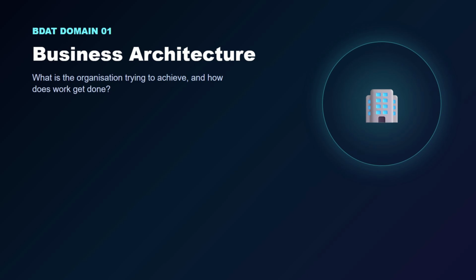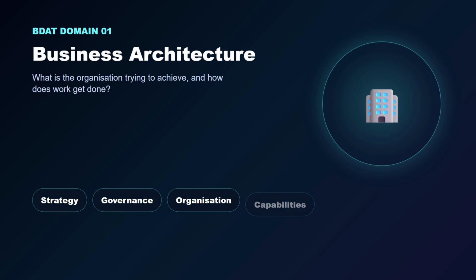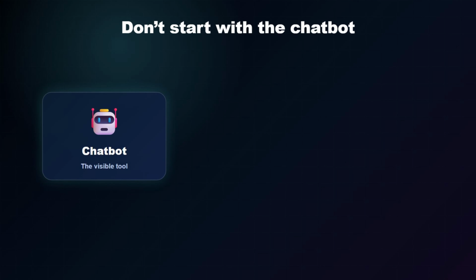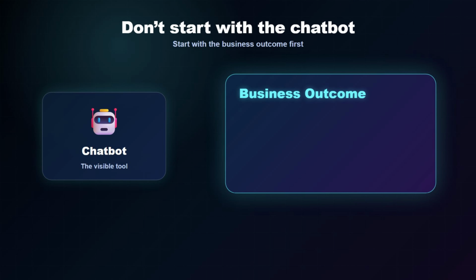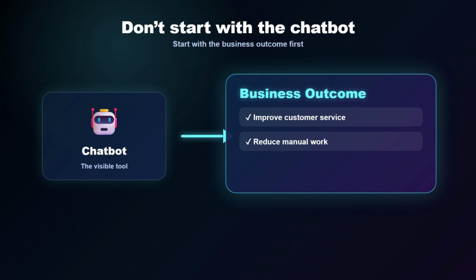Business architecture describes the business side of the enterprise. It looks at strategy, governance, organization structure, business capabilities, and key business processes. This domain answers, what is the organization trying to achieve, and how does work actually get done? From a business architecture view, we wouldn't start with the chatbot, but we would start with the business outcome. Is the goal to improve customer service, reduce manual work, or speed up customer response times?